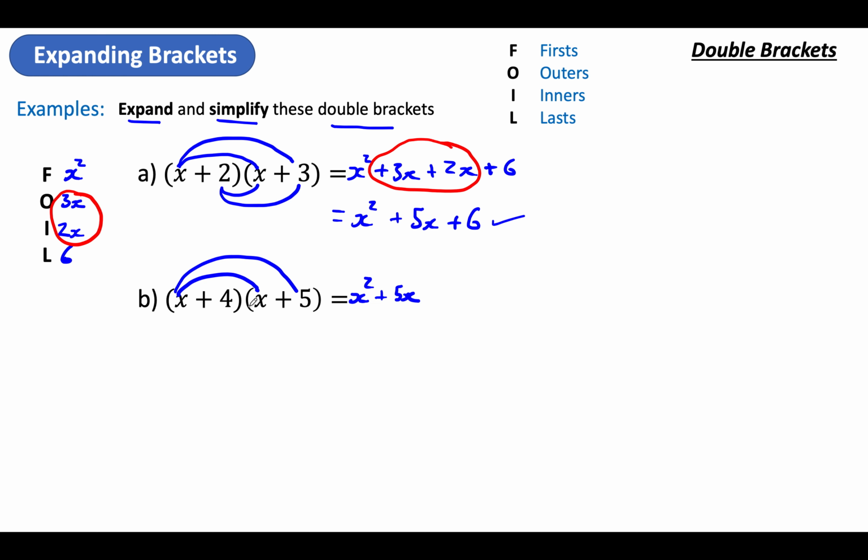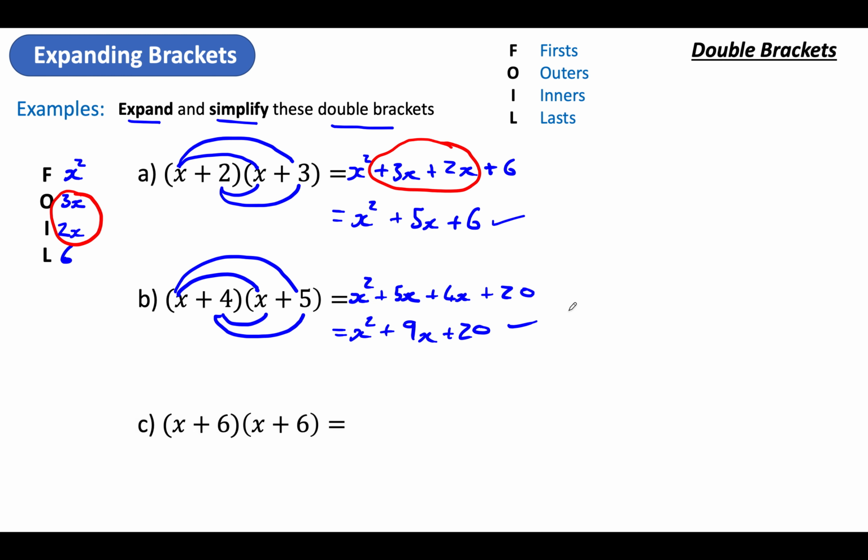Then inners, the inside things closest together here. So x times by the 4. So that's 4x. And then last, the last thing in each bracket, so the 4 times by the 5, which is 20. All right, so that's a good start. Then I've got 2 things I can put together. The 5x, which is positive, plus 4x, which makes a total of 9x. And that's just a positive 9x, yeah, because I've started with 5, added 4 to get 9. 20, yeah? Get the idea now?